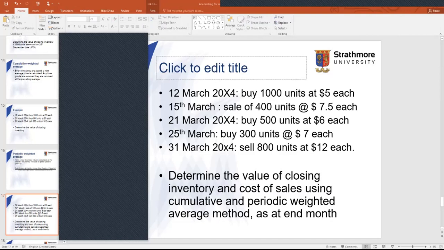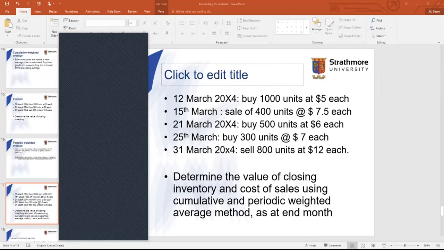What did you get for the value of the stock? I'm stuck at the closing inventory. I'm not getting any amount, I'm getting a decimal number. So you are in a group, isn't it? What did you do as a group when it comes to the closing inventory value under the two methods?